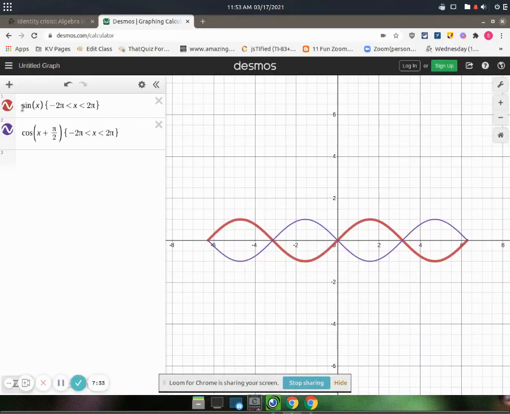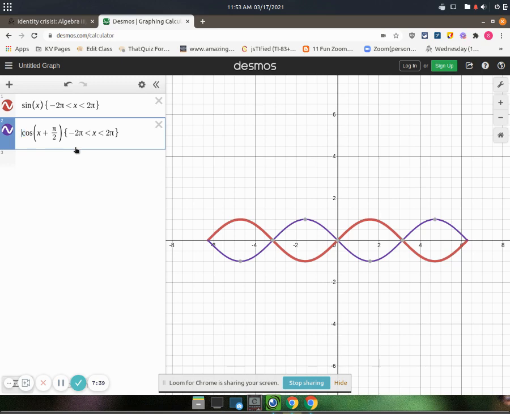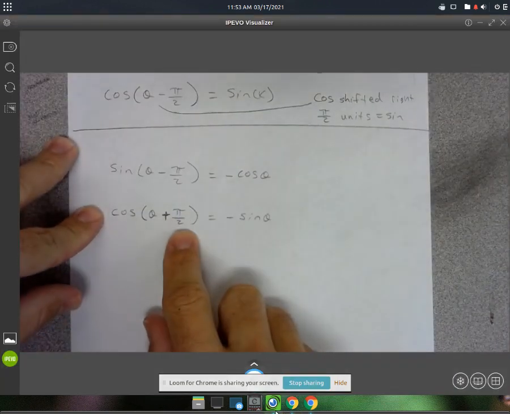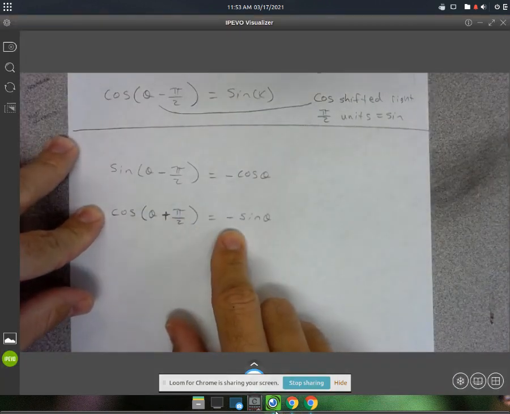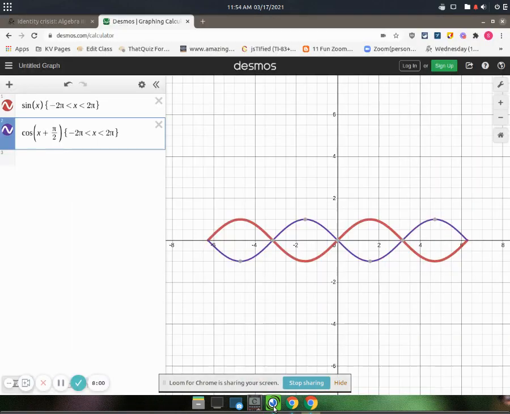So if I take this and I add a negative there, they're going to be right on top of each other now. Or I could have taken this one and added a negative to it, and it would be the same as my original sine of x. So all these are algebraic representations of things that are true graphically. All right, but they're just saying them different ways over and over.